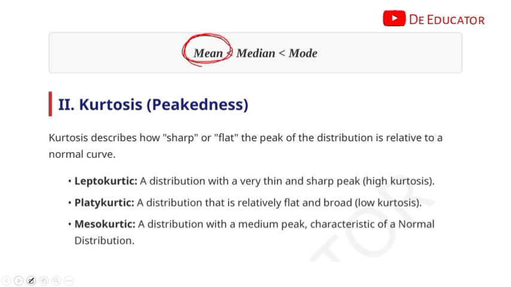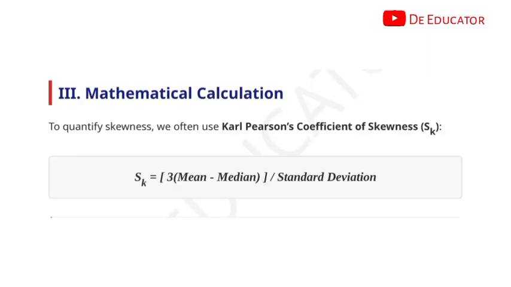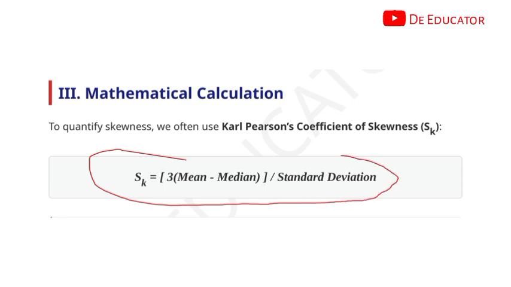Moving on, we have the mathematical calculation. To quantify skewness, we often use Karl Pearson's coefficient of skewness, SK. This is a very common formula. In fact, your lecturer is going to give you this formula, but if your lecturer does not, please take note of it. It's a very simple formula to know: 3 times mean minus median, divided by standard deviation. They can give you the mean, the median, and the standard deviation, and ask you to quantify the skewness. You just shout, this thing is hard! But with the formula, you see that it is not as difficult as you think it is.